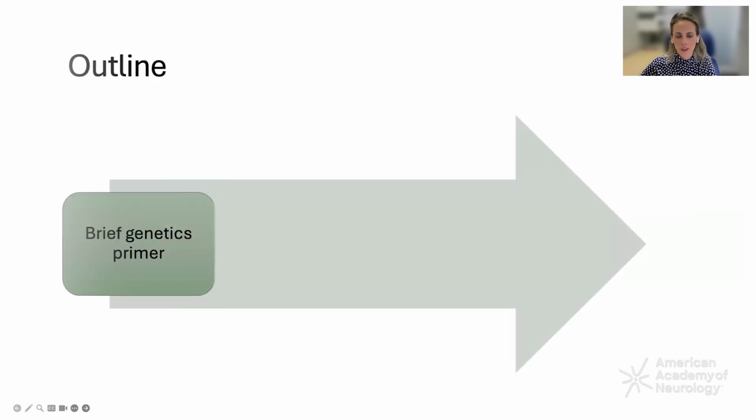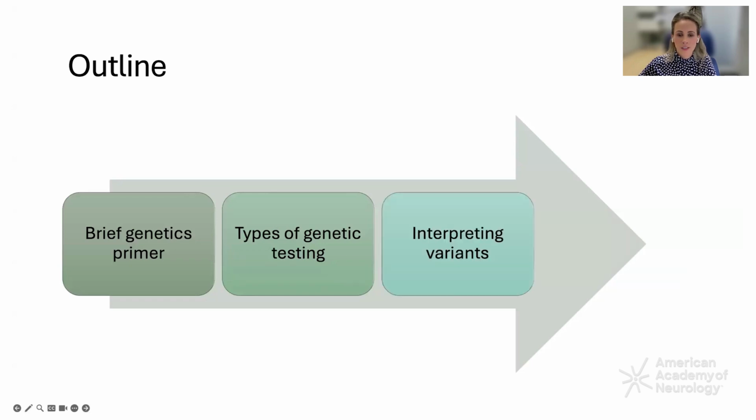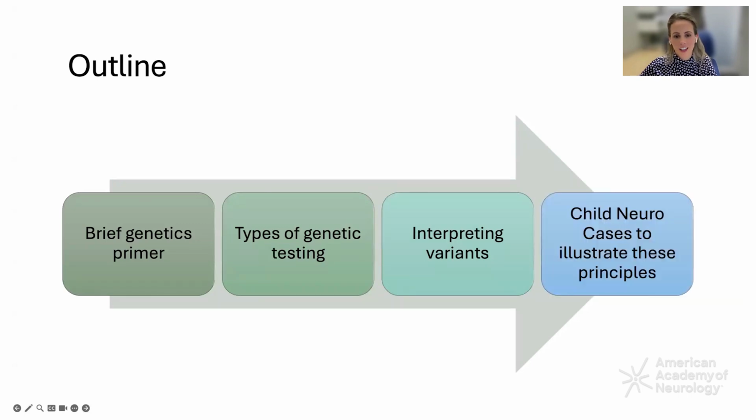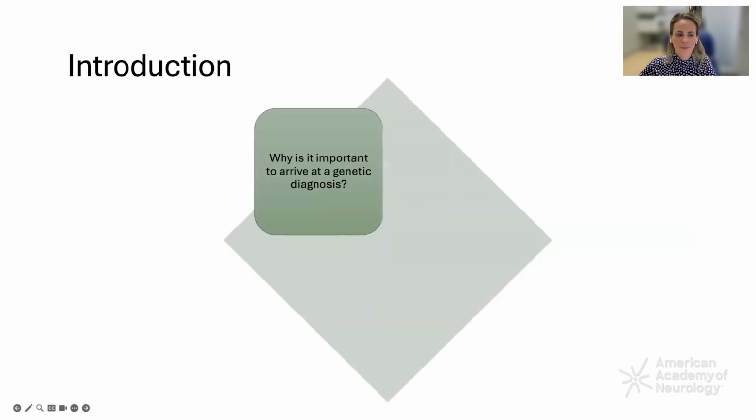So just an outline of the talk, we're going to give a brief genetics primer, very basic, and it may be a review for most, but it's critical to understanding how to approach genetic diagnostics. Then we'll review the types of genetic testing and what they test for and their limitations. We'll discuss interpretation of variants and use of ancillary testing to resolve variants of uncertain significance. And lastly, we'll have some pediatric neurogenetics cases to illustrate the concepts and principles.